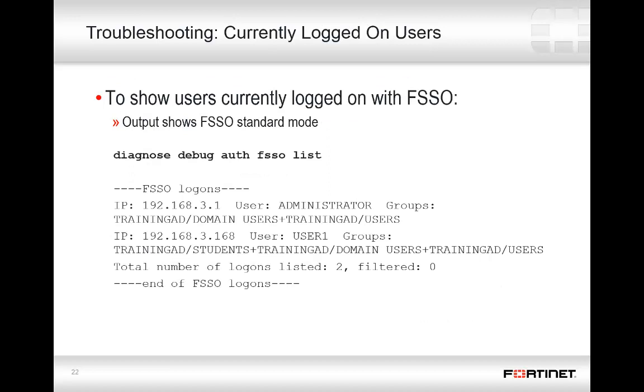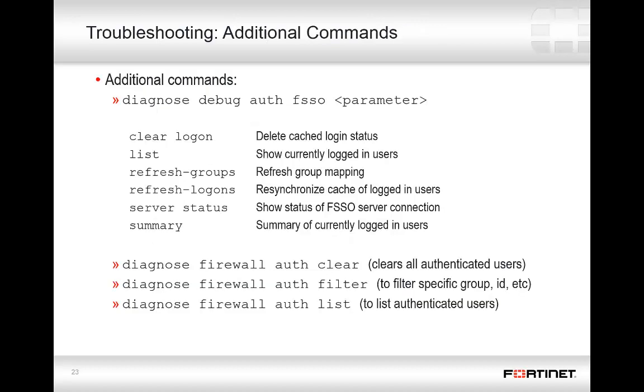To display the list of FSSO users that are currently logged on, use the command diagnose debug auth fsso list. For each user, we see the username, user group, and the IP address and name of the workstation from which they logged in. There are some additional FSSO commands, all of them under diagnose debug auth fsso. For example, there are commands for clearing the FortiGate's cache of all currently logged in users, filtering the display of that list, and refreshing the logon and user group information.